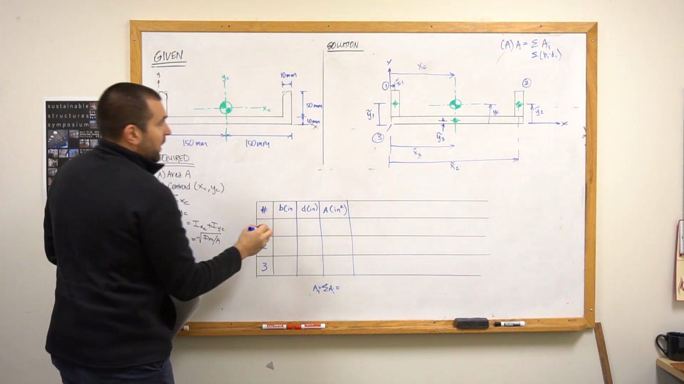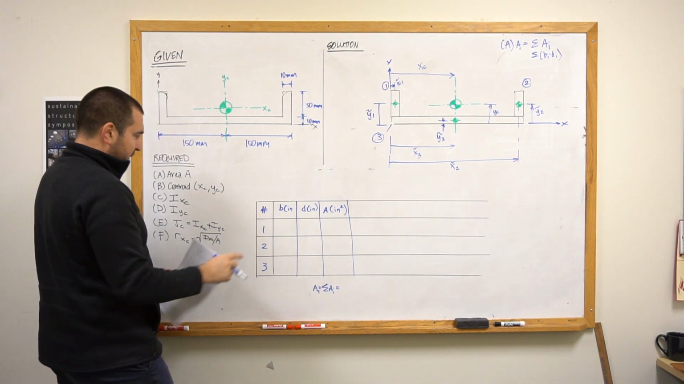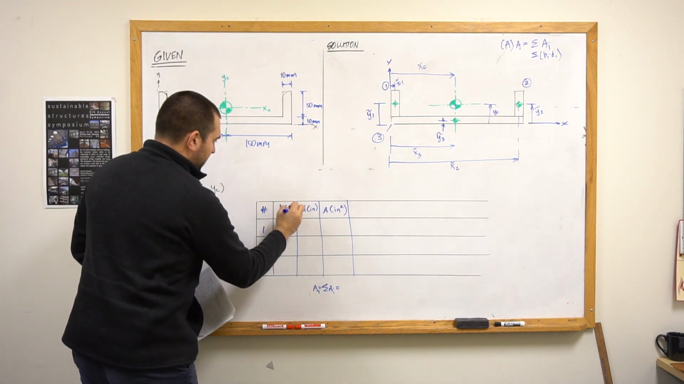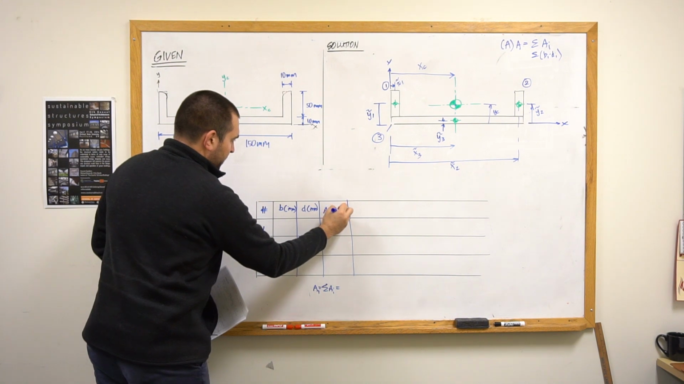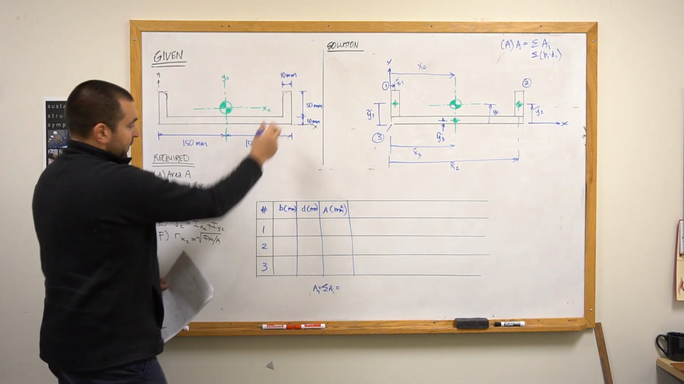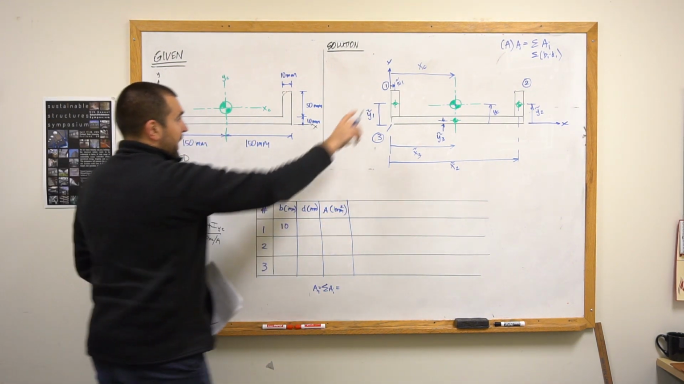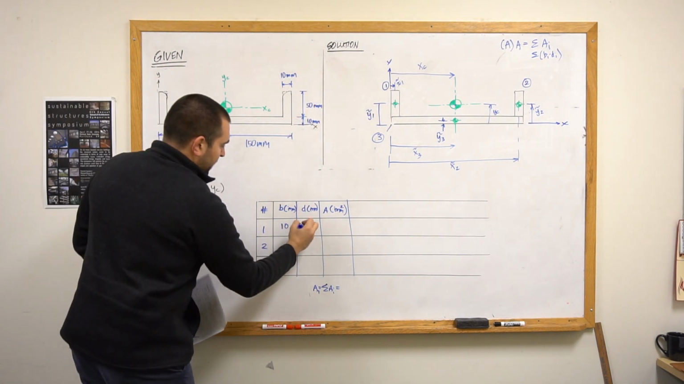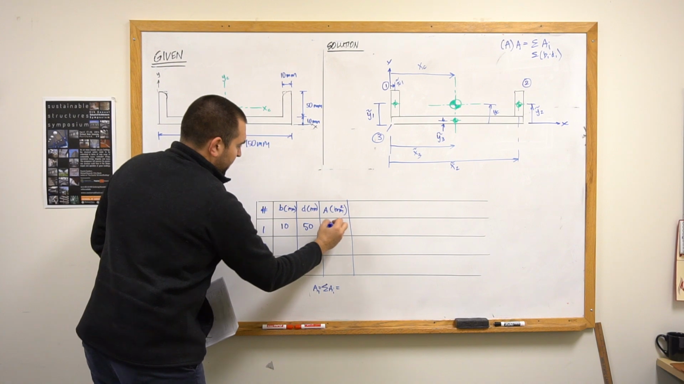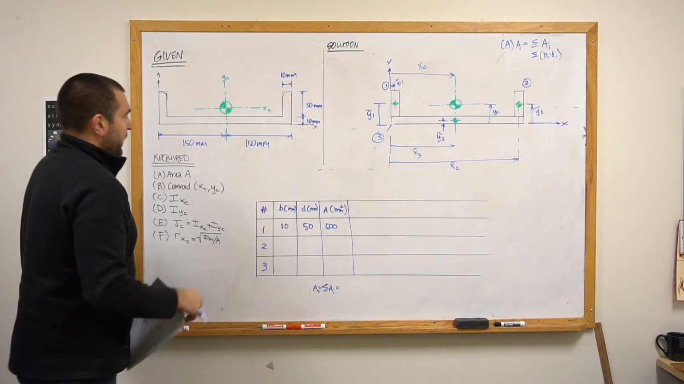So the width is 10, and I'm sorry, I was drawing things in inches here. We're actually just talking about millimeters. So millimeters here, millimeters squared. And so the width is 10 millimeters. The depth, this height right here, is given to me in the given statement as 50 millimeters. So I get 500 millimeters squared.